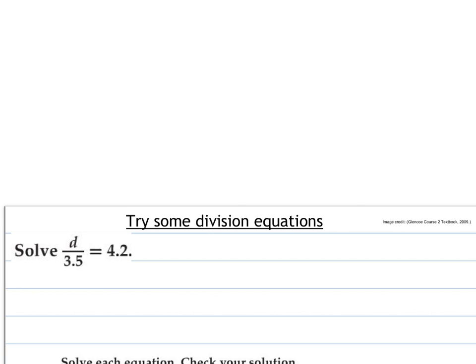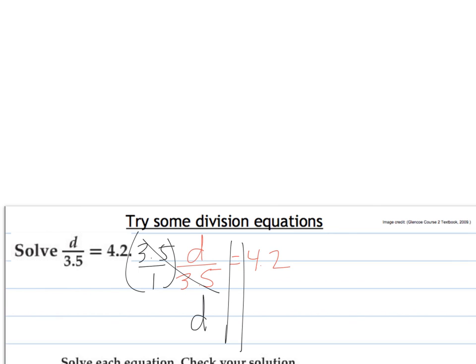Here's one with decimals. If I'm being asked to solve what number divided by 3.5 gives me 4 2/10, I undo by multiplying by 3.5. And those cancel. A number over itself is just 1, so I'm left with 1d. Well, then I'm also going to multiply by 3.5 over here. Don't have a calculator on me, so I'm going to do some old school multiplication.